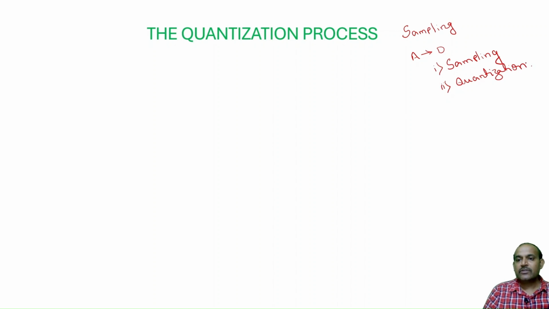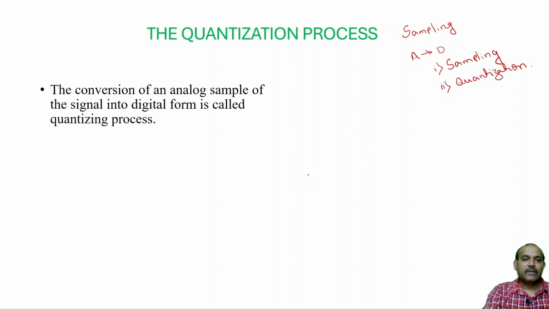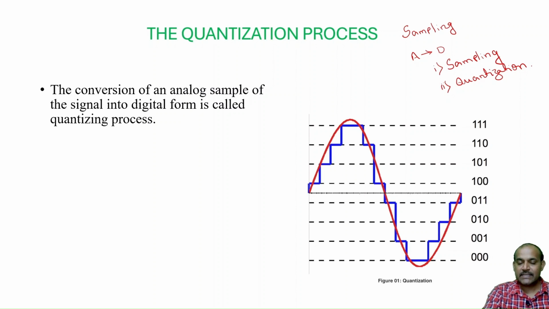In the previous videos, we have seen how to sample; the sampling theorem we have seen. In the conversion of any analog signal to digital, the first step is sampling. That only gives you a continuous signal to discrete, whereas the second step is called quantization. In this session, we will see what quantization is and what the different types of quantizers available are. The conversion of analog samples of a signal into digital form is called the quantization process.